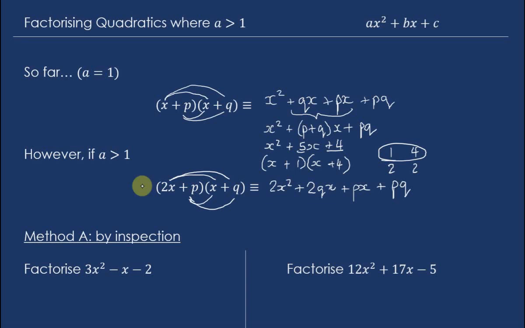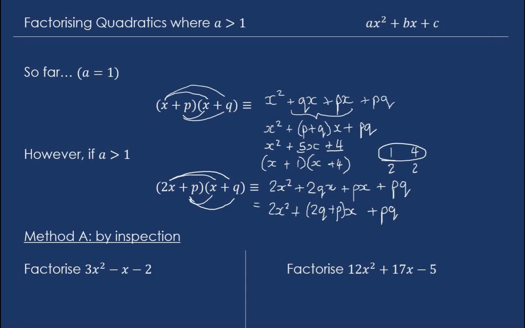So notice that the pq is the same, the px is the same, but I don't have qx, I've got two lots of qx. I've got whatever that number is, lots of qx. Okay, and I also obviously have 2x squared. So when we simplify this, I've got 2x squared, and I've got 2q plus p in front of an x plus pq.